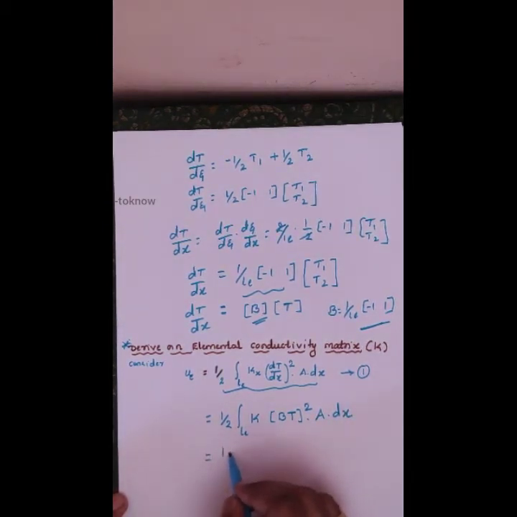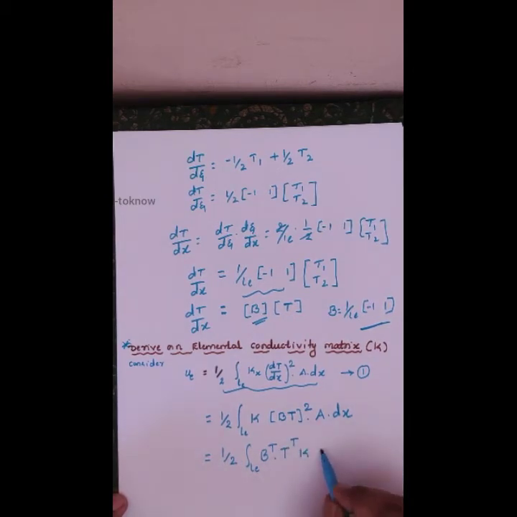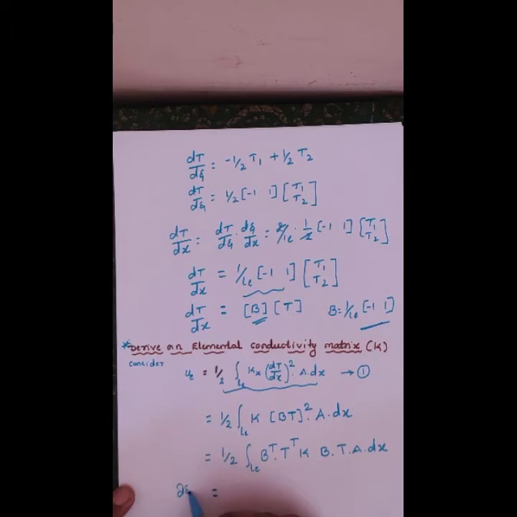Now, here, with K as it is, I get B into T, which I can write as B transpose into T transpose into K into B into T, into A into dx. Now dx is there, and I want to convert it to d zeta. Del zeta by del x from the previous expression is 2 by LE, so dx will be equal to LE by 2 into d zeta, correct?